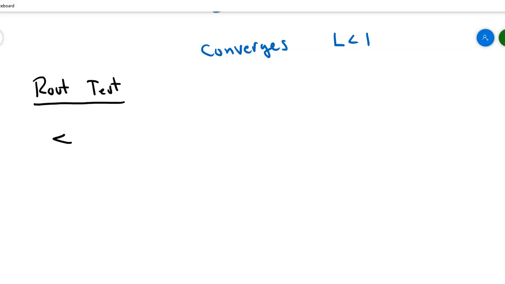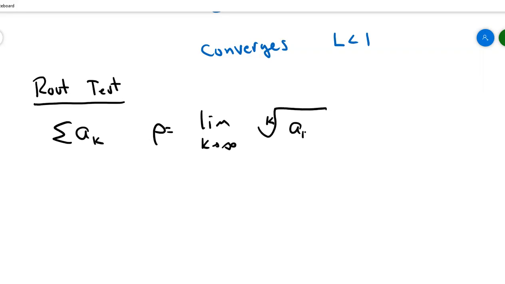So let's take a look at a series, the sum of all the a sub k's. And I'm going to let rho, that's the Greek letter rho, be the limit as k approaches infinity of the kth root of a sub k. So this root test applies oftentimes to cases where we have some piece on the inside raised to a power. And when we take the kth root of that, we end up with just the piece on the inside, and we evaluate it, and it becomes very much like a geometric series test.